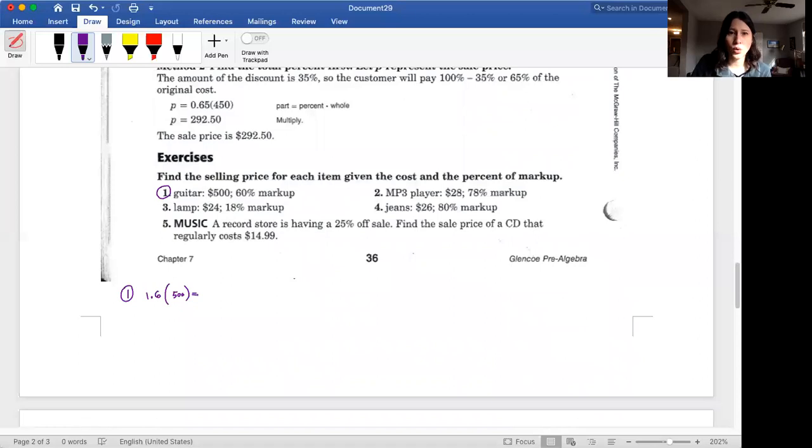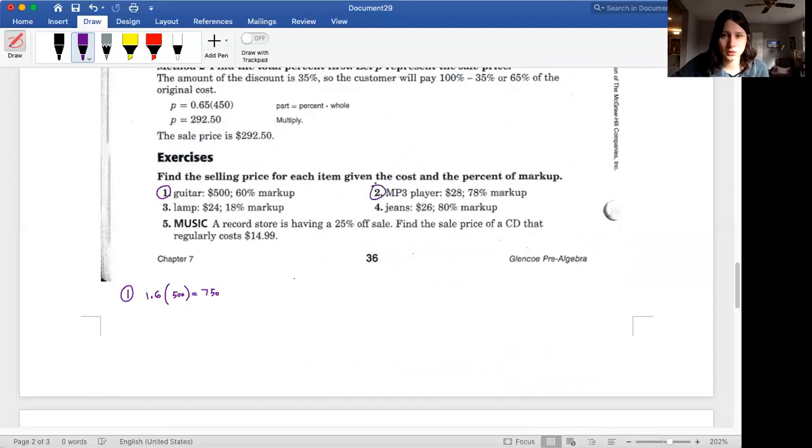Or you can do 0.6 times 500, find the cost that has been the profit. Basically, you're finding the profit and then adding that to the original price. So 1.6 times 500 is 800, which means if you did 0.6 times 500, you should have gotten 300 as the profit, and then you're going to add that to the 500.